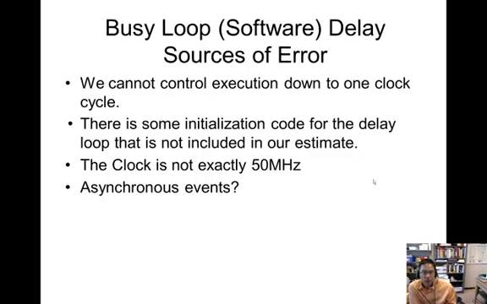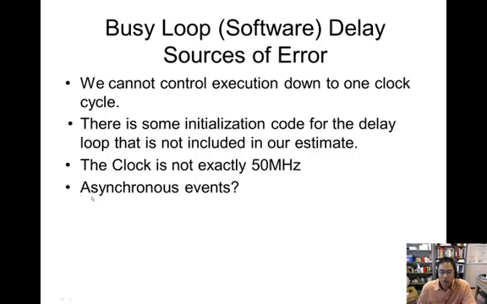Software delays are oftentimes inaccurate. One reason is that we can't control the execution down to a single clock. If we think about the assembly code, it's essentially executing a whole bunch of assembly instructions called no-ops, or no operations, in a loop, and there's some loop initialization that may add some error. And I guess the biggest thing is that when we're executing no-ops, we can't power down the processor, we can't go to a low power mode.